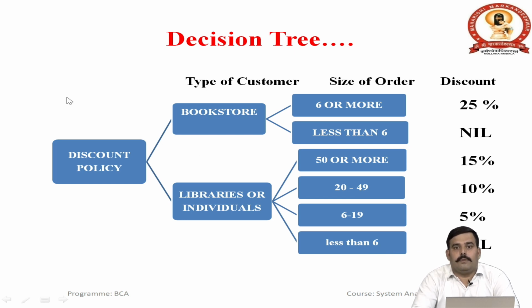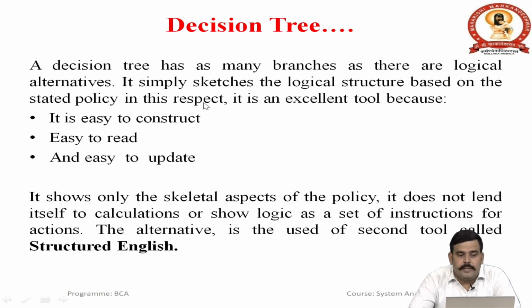So, to represent that discount policy graphically, we can use the decision tree, and the decision tree for that publisher discount policy looks like that. We have some conditions, then further sub-conditions, we have to check another condition, and on the basis of the fulfillment of the criteria we will take some actions. A decision tree has as many branches as there are logical alternatives. So, on the basis of logical alternatives, the branches of any decision tree can be extended to any number. It simply sketches the logical structure based on the stated policy.